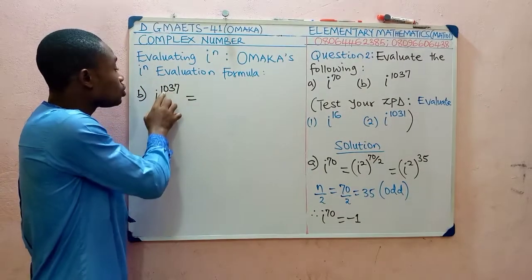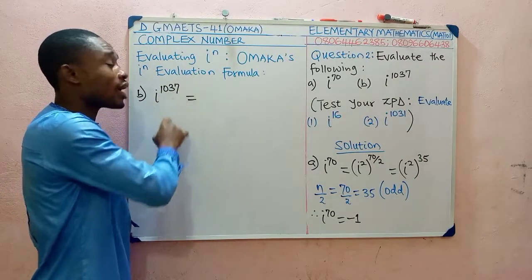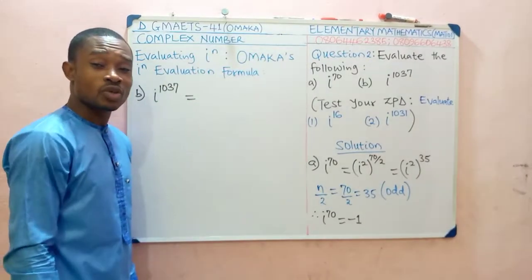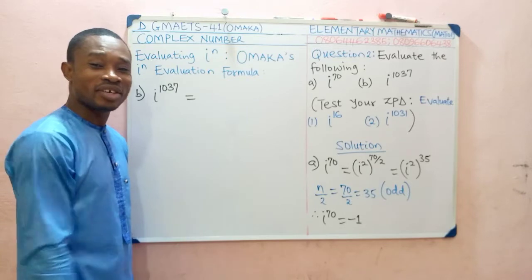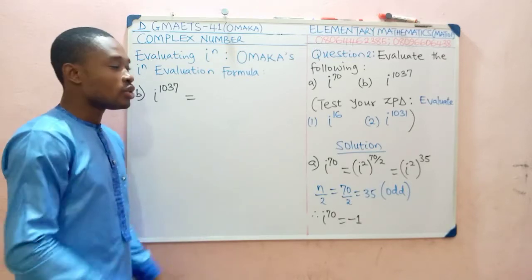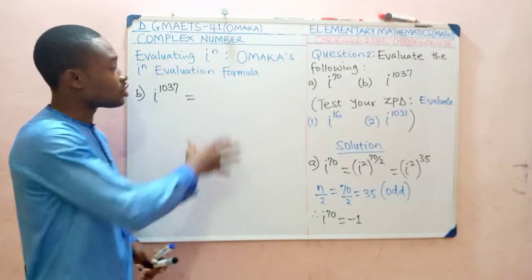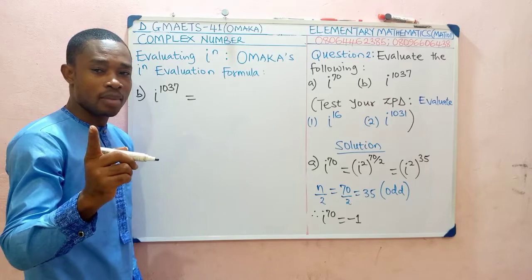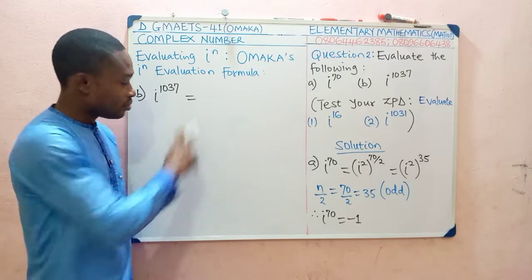Now, rather than going through all those protocols, I can simply come here. Since this is odd, I will do 1037 minus 1, get a value, divide it by 2, and check if what I'm going to get will be even or odd. Then make my conclusion. Don't worry, when we are done with this question, we are going to give a formal conclusion to the i raised to power n evaluation formula. That's going to come out in the next video. Let's solve this and see.